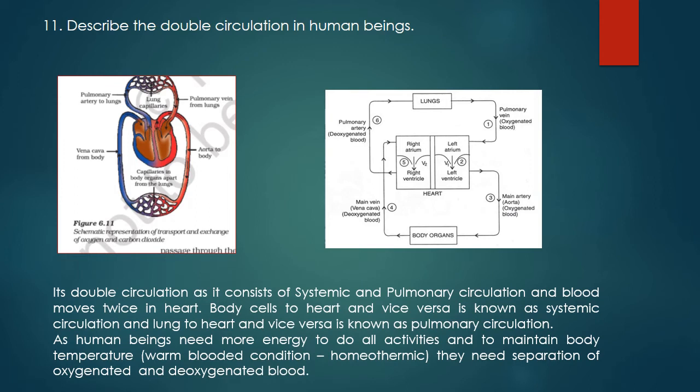The second part answer: why is it necessary? As human beings need more energy to do the activities and to maintain body temperature. We are homeothermic, warm-blooded. So we need more energy and need separation of oxygenated and deoxygenated blood. That's why double circulation is needed in human beings, not in all.